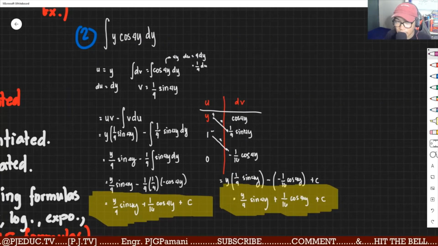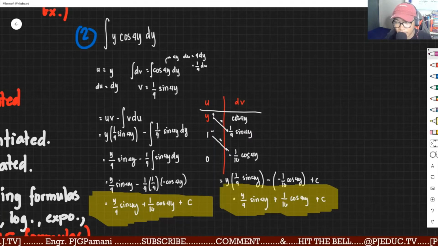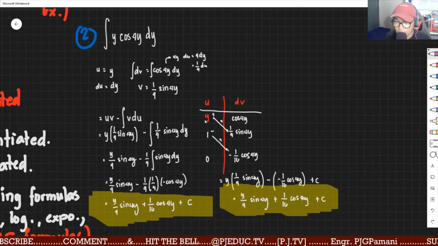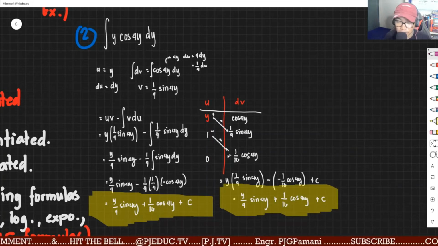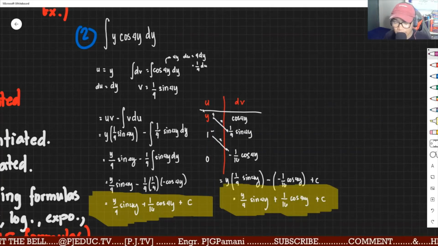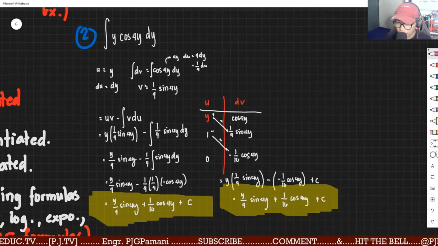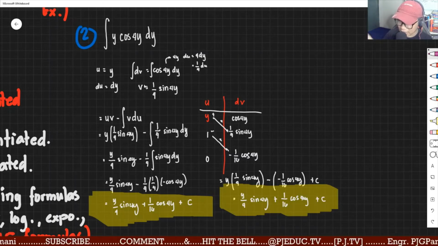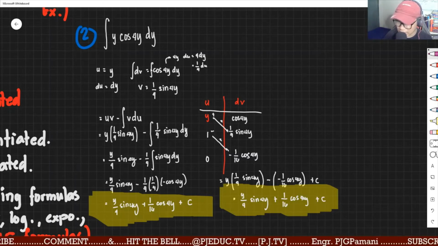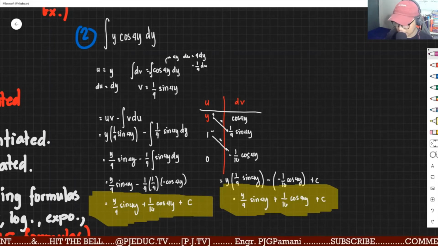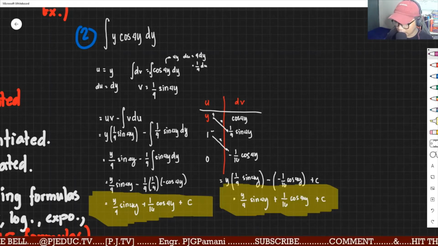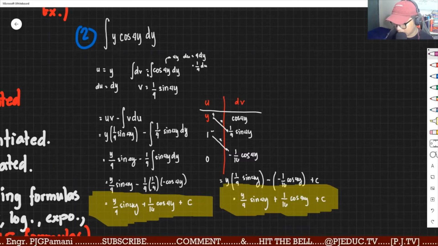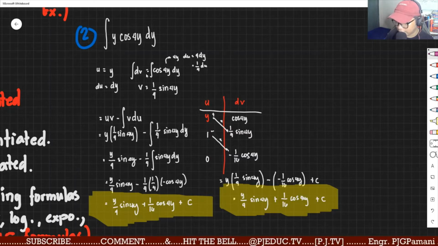Diba? Again, this method is much easier if your function u will eventually end up 0 by continuous differentiation. Pero pag hindi, gamitin yung long method. Kasi malay nyo, kailangan nyo pa mag-transform, mag-expand, or mag-change ng identities and so forth. And then apply your knowledge from power formula up to inverse trigonometry.